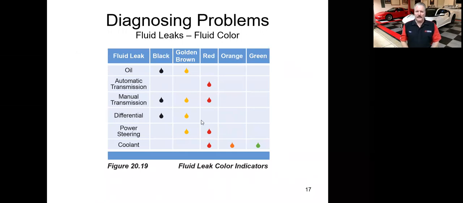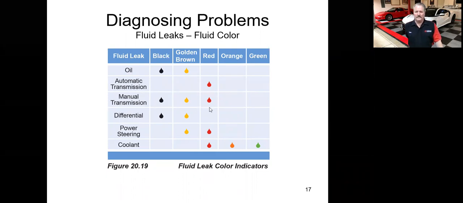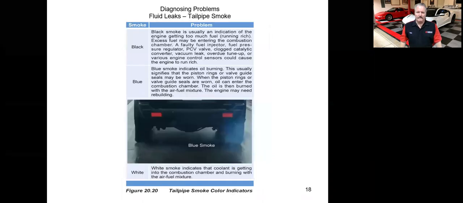Fluid leaks, fluid colors. This can help us determine, hey, I got this color fluid on the ground, I wonder what it might go to. Of course, oil is generally black or golden brown. Automatic transmission fluid is generally a red color, pinkish red. Manual transmission could be any one of these colors. Power steering fluid is usually a really light color, or golden brown, or it could be red as well. And coolant can be red, orange, green, or even, nice to see, some of the Hondas are blue. So we have different colors there. Again, check your owner's manual for that.